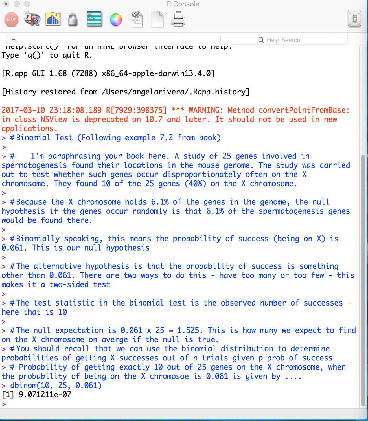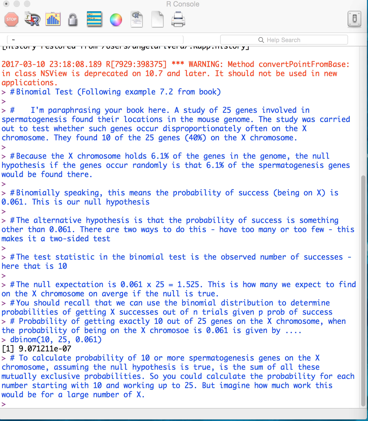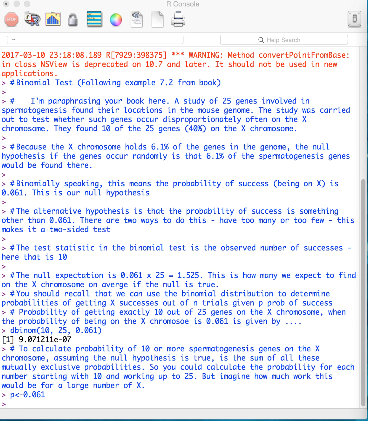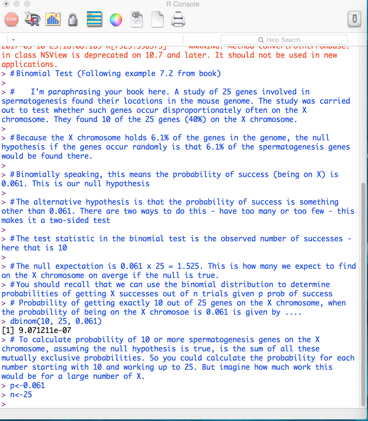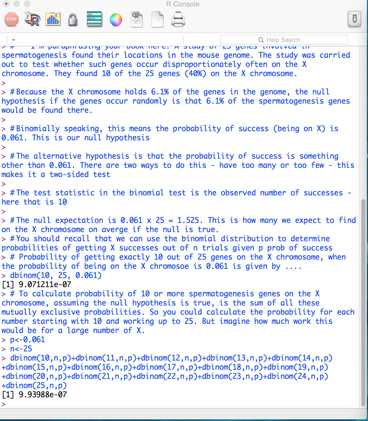Now, to calculate the probability of 10 or more spermatogenesis genes on the X chromosome, assuming that the null hypothesis is true, this is simply going to be the sum of all of the mutually exclusive probabilities. So you could calculate this probability for each number, starting with 10 and working up to 25. Okay, but imagine how much work that would be. Here we could go ahead and assign p a value of 0.061, assign n a value of 25, and if we do actually write all of this out, we see that this is the number we come up with.